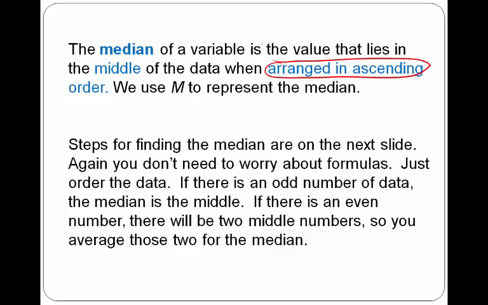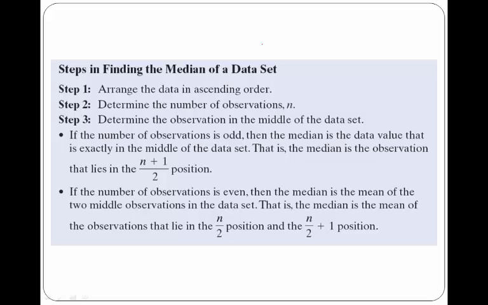Again, you don't need to worry about formulas, just order the data. If there is an odd number of data, the median is the middle data value. If there's an even number, there will be 2 middle numbers, so you average those two to find the median. So the steps for finding the median of a set of data are to arrange the data in ascending order. Then determine the number of observations you have, which they're calling little n.